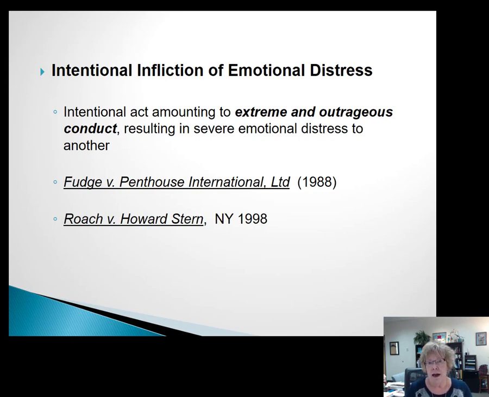In this case, when they filed the lawsuit for infliction of emotional distress against Howard Stern and his show, the trial court threw the case out on the basis that the plaintiff couldn't even go to trial because they had not shown that his action rose to outrageous conduct. So the Roach family appealed, saying they should have a right to a trial and let a jury decide if this was really extreme and outrageous conduct. And the appellate court agreed with them.